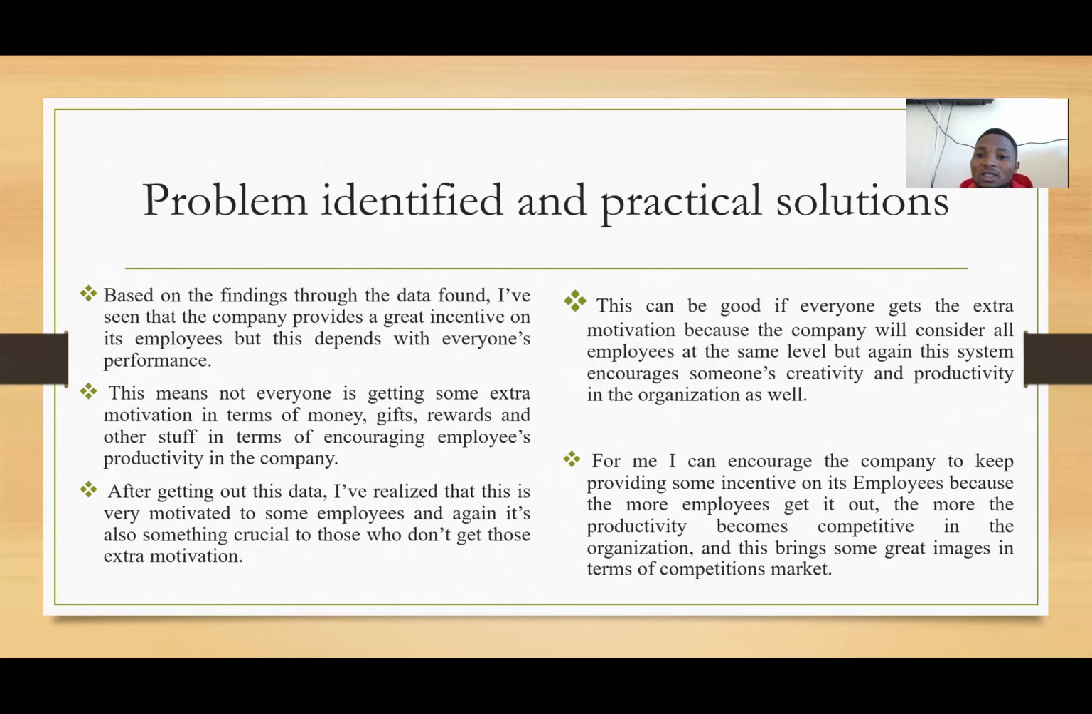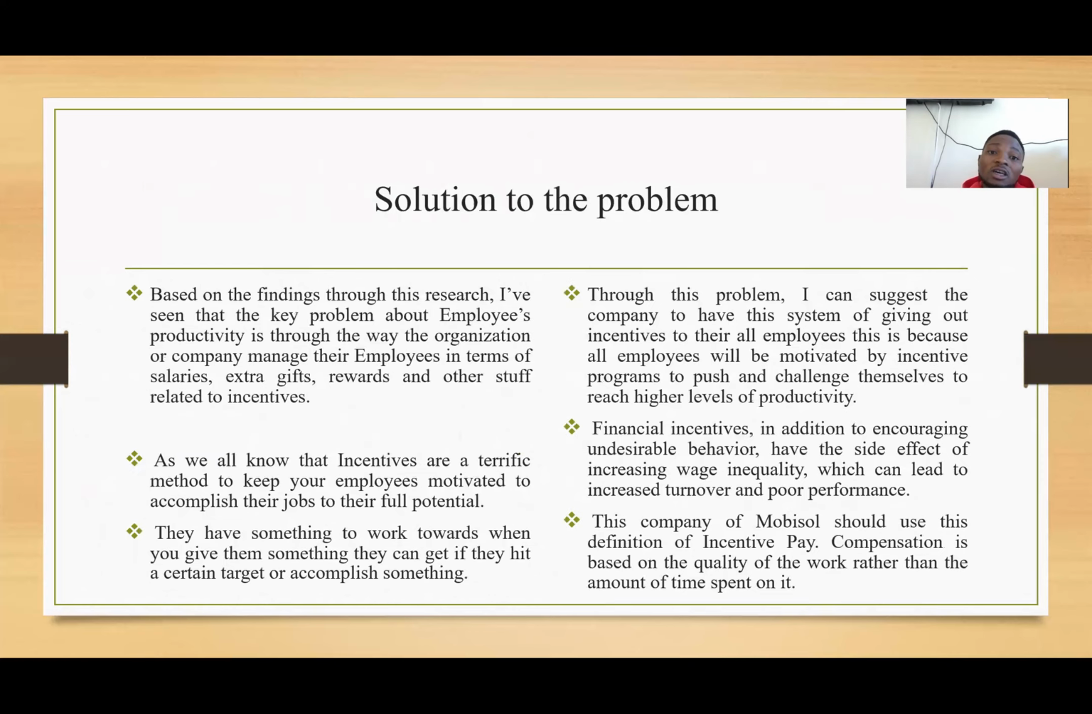For me, I would encourage the company to keep providing some incentives to its employees, because the more employees get it, the more competitive the productivity becomes in the organization, and this brings a great image in terms of competition in the market. So let me talk about the solutions to the problems.